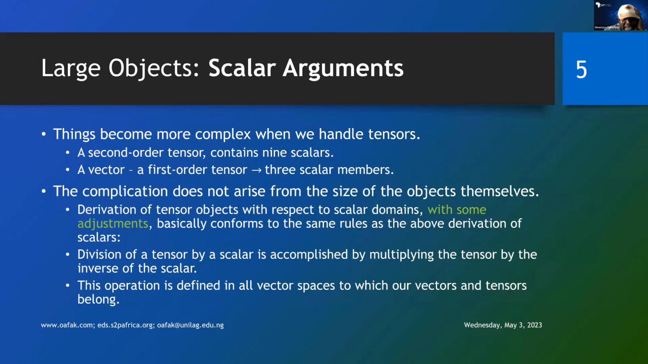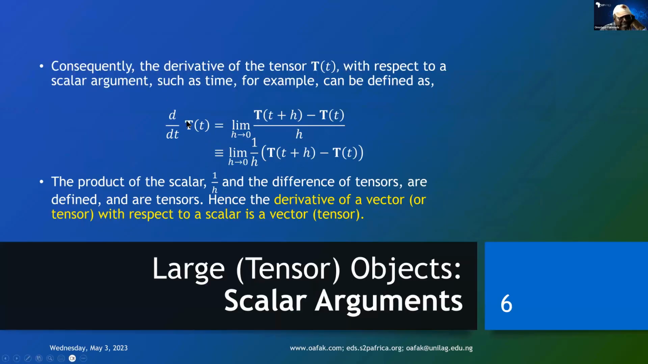So we can define. Look at this. Let us say T is a tensor, and this is a function of a scalar argument. There is no problem with defining the derivative of the tensor. It's simply the limit as h tends to 0, remembering that h is a scalar, of T of t plus h minus T of t, over h. This quotient is still defined because what you are dividing by is a scalar. The independent variable is a scalar. So this is no problem. Instead of dividing by h, you can say you are multiplying the difference by 1 over h.